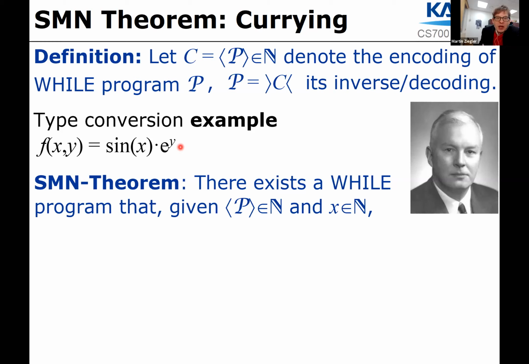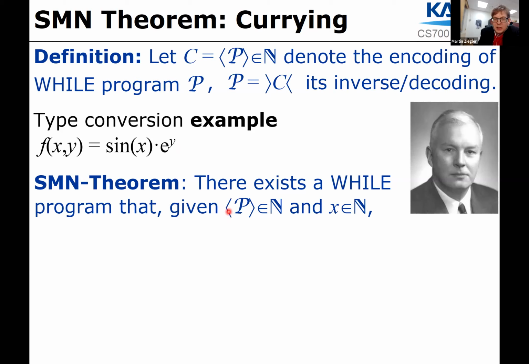Basically, there exists a while program that performs such a conversion of a function with two arguments, given one argument, into a function of the other argument only. And how does that work technically? Well, we're given an encoded program of the function with two arguments. And this is what you see here.